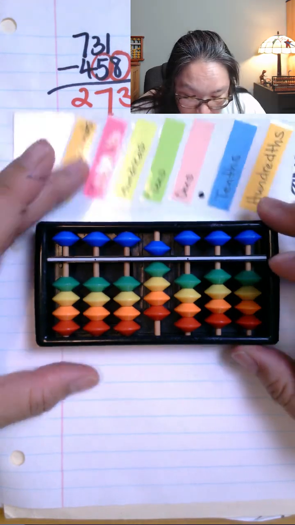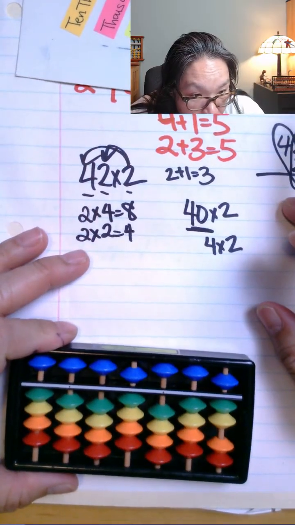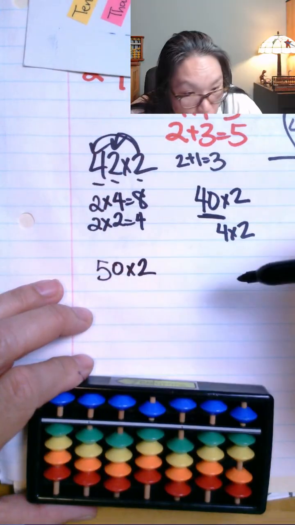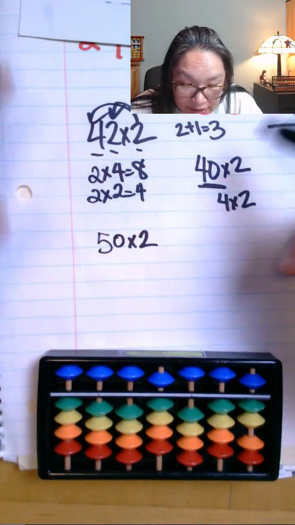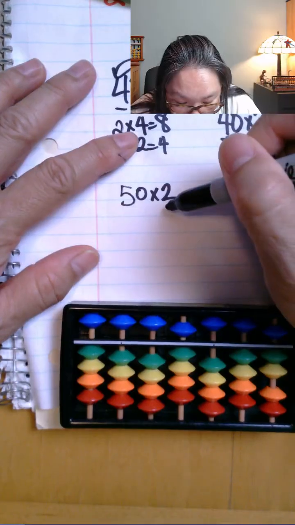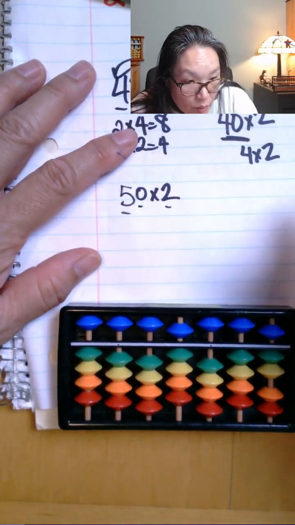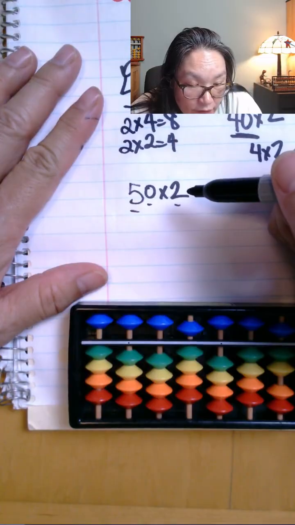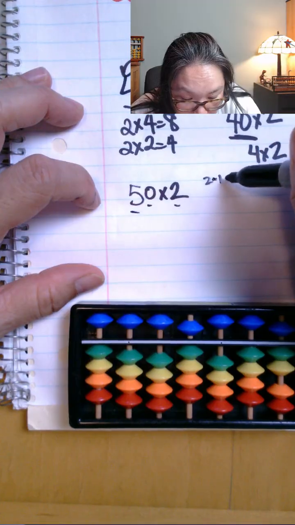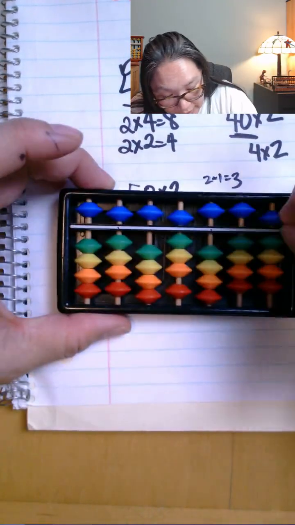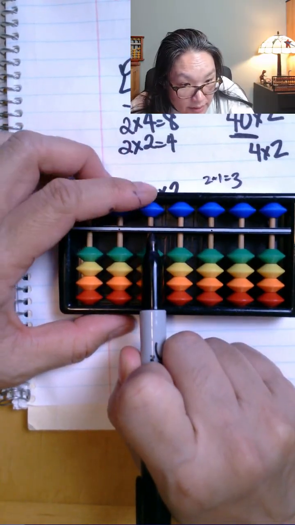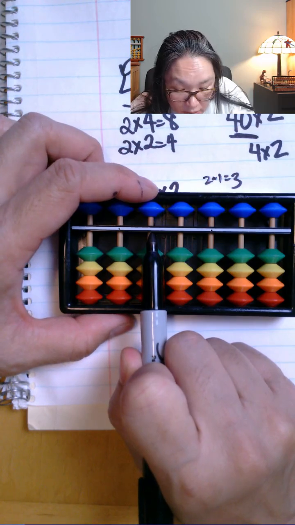Okay. So we have the one question, which is 50 times 2. Again, we're going to count our digits. 1, 2, 3. When we count our digits, it's 3, right? 2 plus 1 is equal to 3. So when we look at it, 1, 2, 3. Make sense?